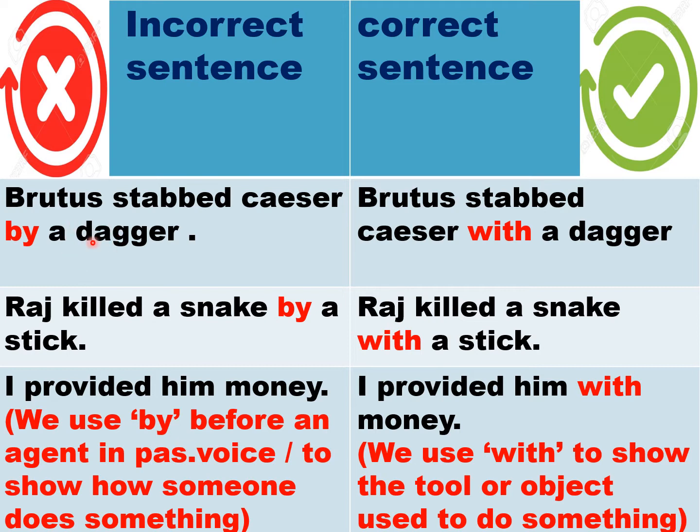Here we have the objects dagger and stick. We can consider them as tool or object. We use with to show the tool or object used to do something. So instead of by, we must use with. Brutus stabbed Caesar with a dagger. Raj killed a snake with a stick. Next sentence, I provided him money. See, with something he has to be provided. In this sentence, I provided him with money. So, I provided him with money is correct.